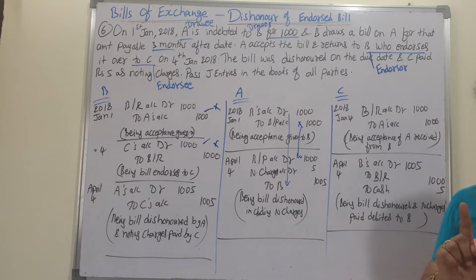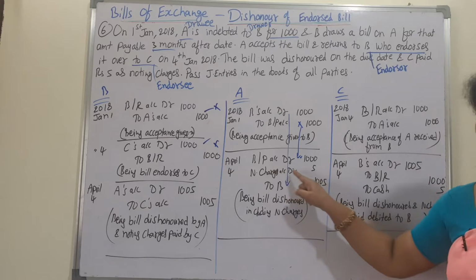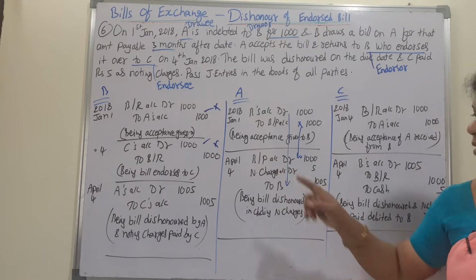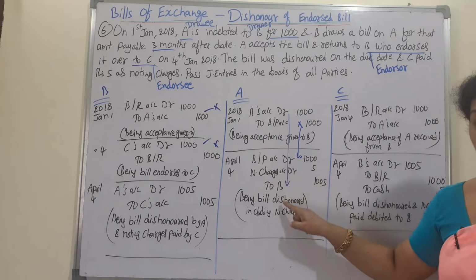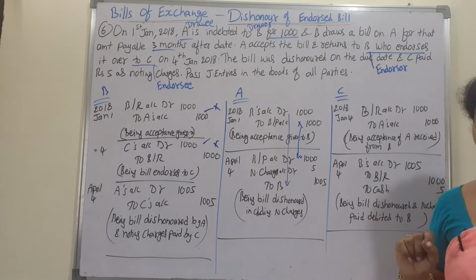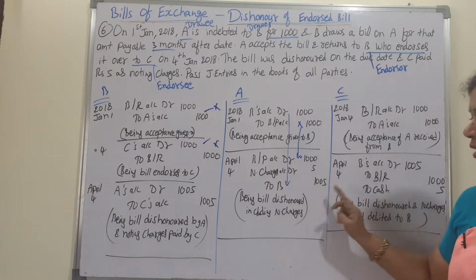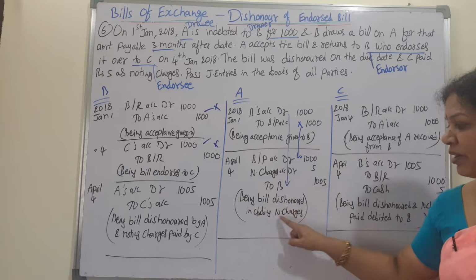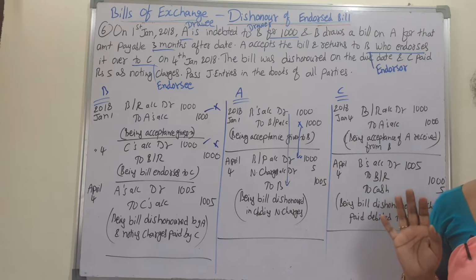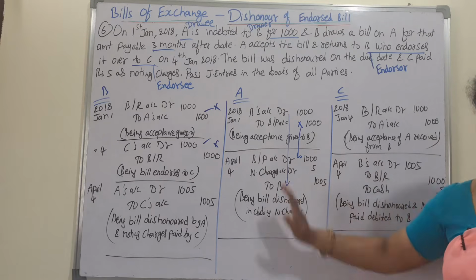Now we are adding noting charges on the debit side because it is an expense. Bills payable debtor, noting charges debtor to B. So this is 1005 and 5. Being bill dishonored including noting charges. This is in the books of A.